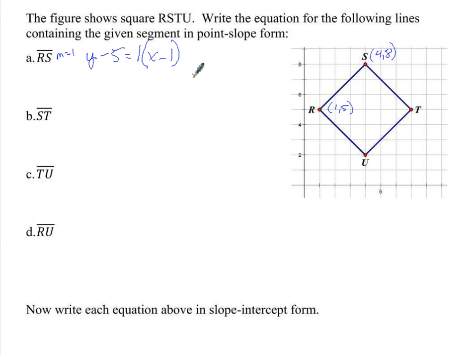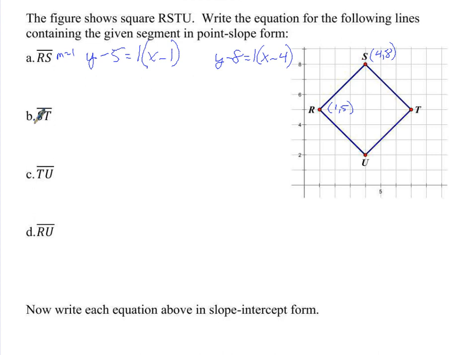That's your equation. Is that the only equation I could have come up with? No, because I could have used the other ordered pair. And then I'd have y minus 8 equals 1 times x minus 4. Different looking equation, but it's for the same exact line. I'll write that one down as well. Y minus 8 equals 1 times x minus 4.